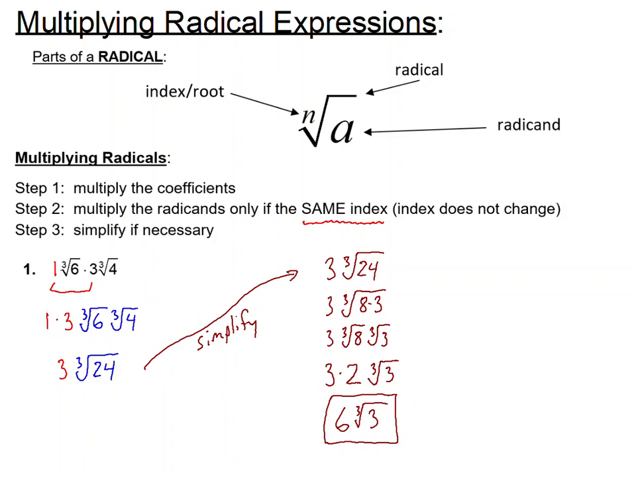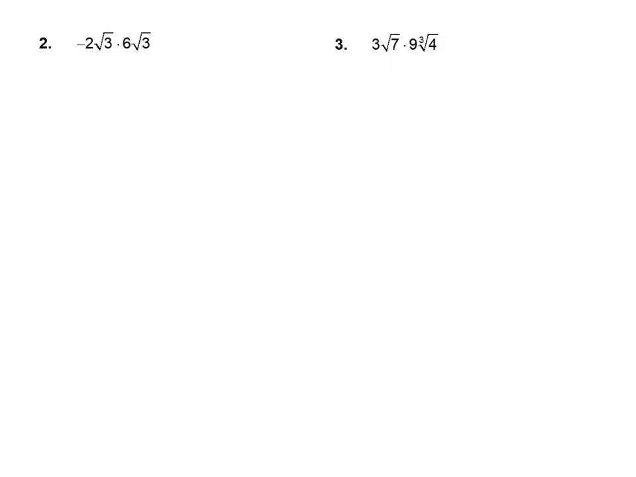All right. Let's look at example 2. I'm multiplying because I see this multiplication dot. I found my coefficients, negative 2 and 6, and I'm going to multiply those two numbers. Negative 2 times 6 becomes negative 12. Let's make sure I have the same index. This index is a little 2 because it's a square root, and this index is a little 2 because it's a square root. So a square root times a square root, I can do that.